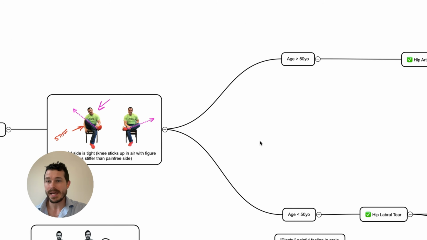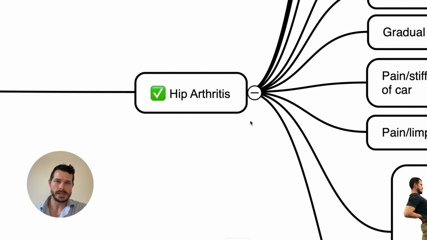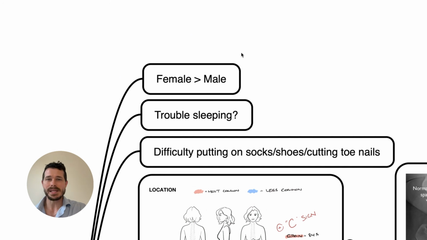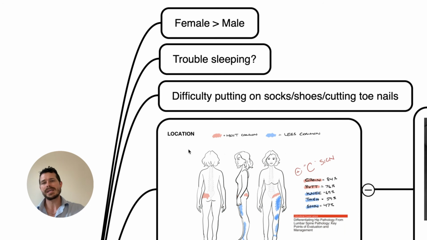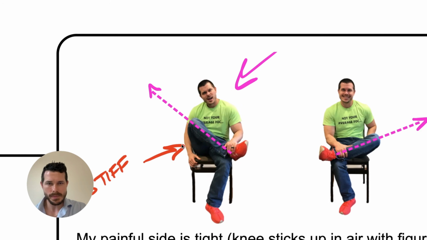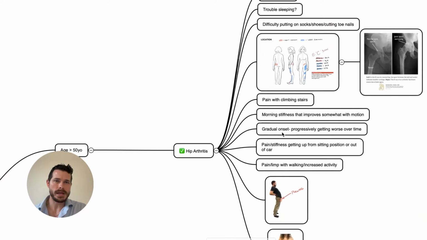Now we're going to segment by age again. So if you're greater than 50 years old, chances are very high if you've made it this far that you have hip osteoarthritis. Let's talk about what that presents as. Generally, females are more likely to have it than males, although many males have it as well. Oftentimes, as symptoms progress, you'll have trouble sleeping, getting comfortable. There will be difficulty for sure putting on socks, shoes, cutting toenails. Why? Because that figure 4 motion is your ability to put on your socks and your shoes and cut your toenails. So all of those things will be problematic and painful.